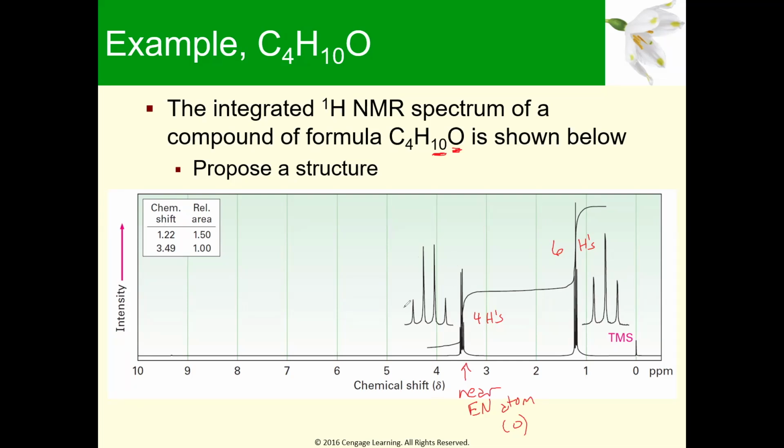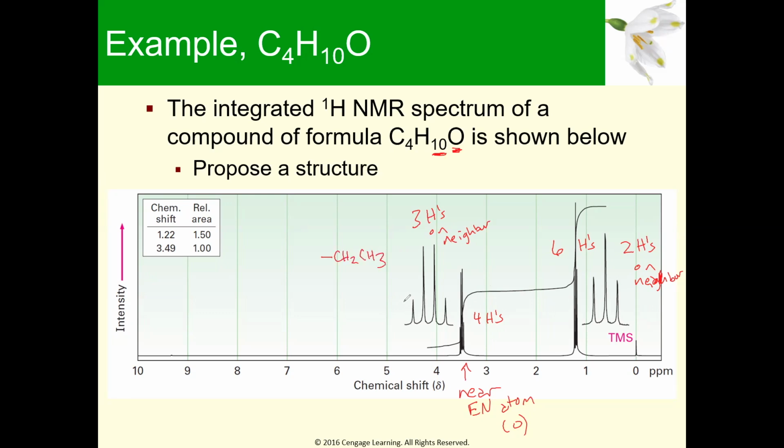So this is a quartet, 1, 2, 3, 4. So that means that it has 3 H's on the neighbor. Right? This right here is a triplet, 1, 2, 3. So that means that there's 2 hydrogens on the neighbor. And we saw this pattern in one of the previous examples. And I hope that with experience, you just start to see some of these patterns. Whenever you've got a quartet next to a triplet, what that typically means is it's a CH2, CH3.